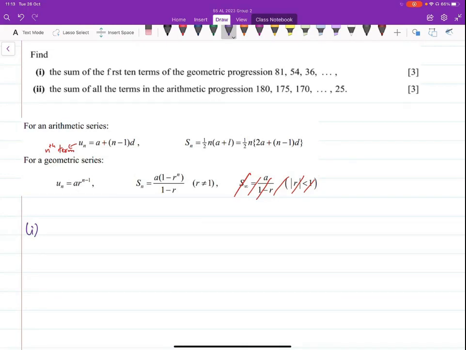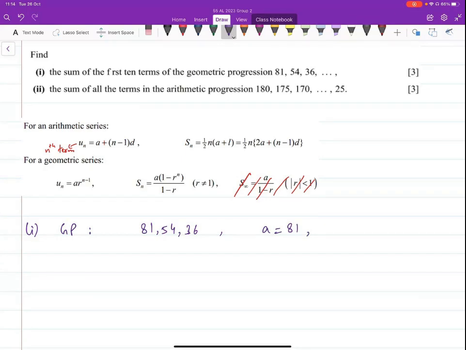So first of all, it's a GP. We say this is a GP, a geometric progression. What is the value of A? I'm just going to write down the sequence first here: 81, 54, 36. What is A? A is 81, the first term, right?